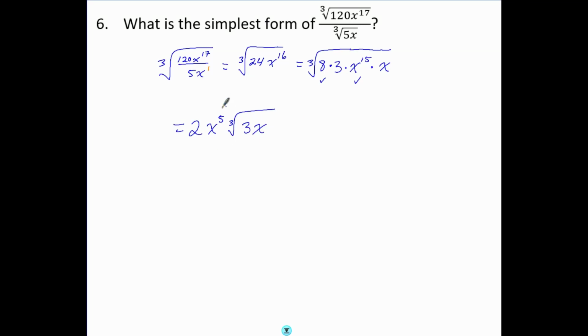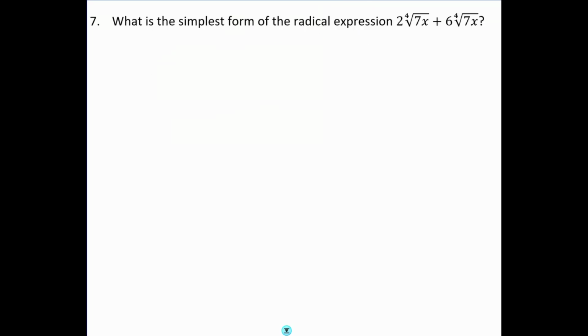And that's going to be the simplest form of this quotient right here. Now we want to see what is the simplest form of this radical expression.